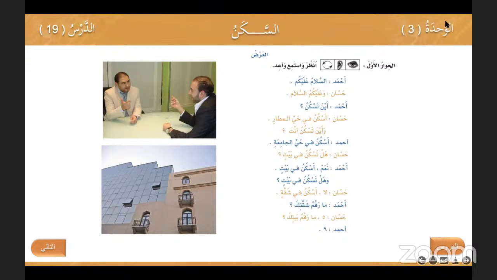السلام عليكم. وعليكم السلام. أين تسكن؟ أسكن في حي المطار. وأين تسكن أنت؟ أسكن في حي الجامعة. هل تسكن في بيت؟ نعم، أسكن في بيت. هل تسكن في بيت؟ لا، أسكن في شقة. ما رقم شقتك؟ 5. وما رقم بيتك؟ 9. والآن جاء دورك.